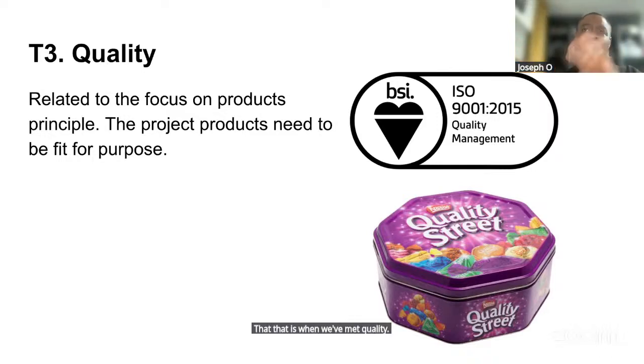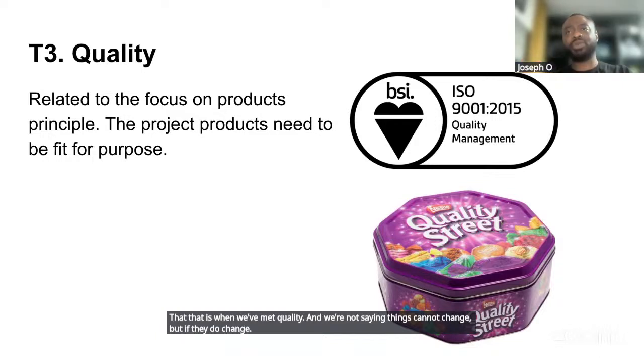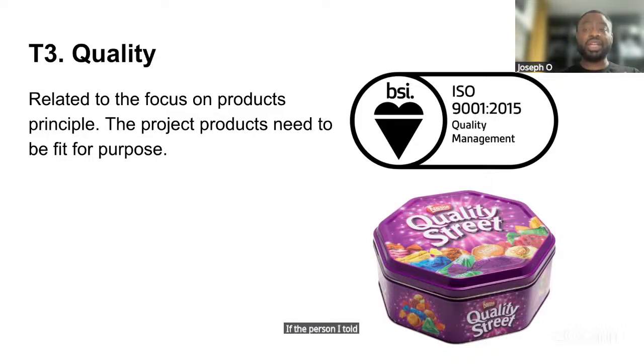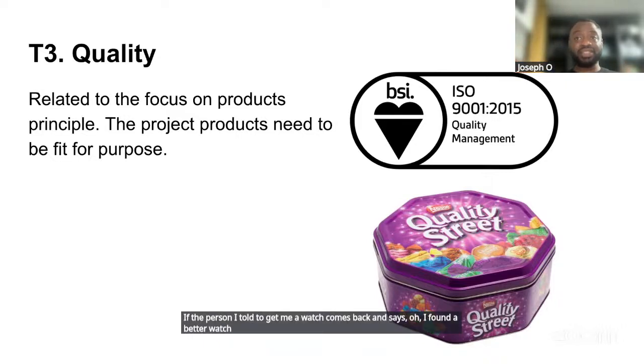And we're not saying things cannot change, but if they do change, it has to go through the change management process. So for example, if the person I told to get me a watch comes back and says, "Oh, I found a better watch. It's on a great discount. It's a metallic watch. Do you think I should buy it instead of the Swatch watch?" What will I do? I would impact assess it. Okay, it's metallic.